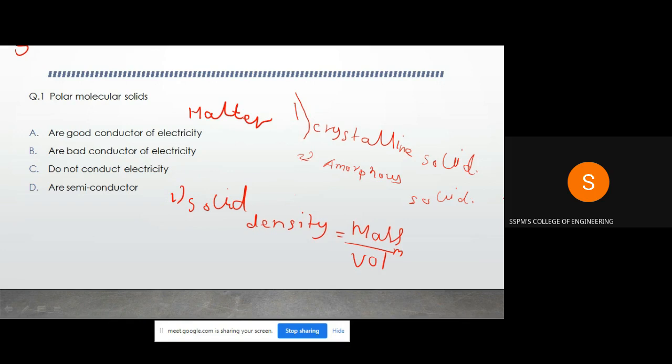Crystalline means it has a geometrical shape. Second, it has flat edges when cut. When a crystalline solid is cut, the pieces have flat shapes. But in amorphous solids, the shape is irregular, and when you cut an amorphous substance, the shape changes. Then third, crystalline solids have a definite heat of fusion, but amorphous solids have no definite heat of fusion. So crystalline solids are true solids and amorphous solids are pseudo solids.